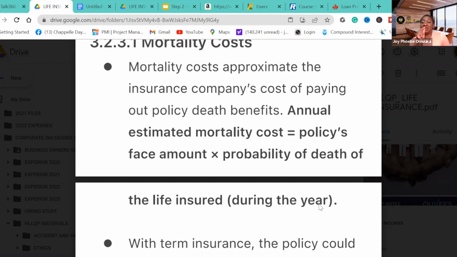So now the estimated mortality cost is calculated from the policy face amount. For example, if the policy face amount is 100,000, multiply it by the probability of death of the life insured during the year. So what is the probability of the life insured dying during the year? Remember, at the beginning when we said the data collected enables the insurance company to put individual people into groups, and based on the characteristics of the groups, they are able to draw on the statistics of the risk of death in those particular groups based on age, gender, lifestyle, and family health history. Remember that, right?